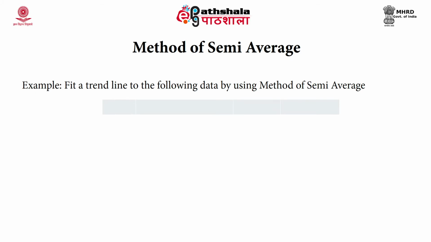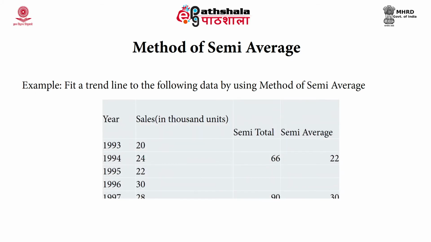Now in this example we have years in the first column, sales of cars given in 1000 in the second column, and in the third column we have the sum of the first 3 rows, that is 20, 24 and 22, which is equal to 66, and the sum of the last 3 rows, that is 30, 28, 32 of sales, whose sum is given as 90. If you average it, you will get the value 22, and similarly you will get the value 30.